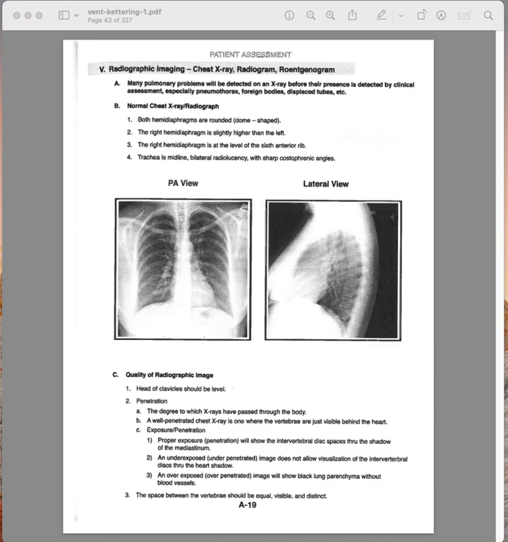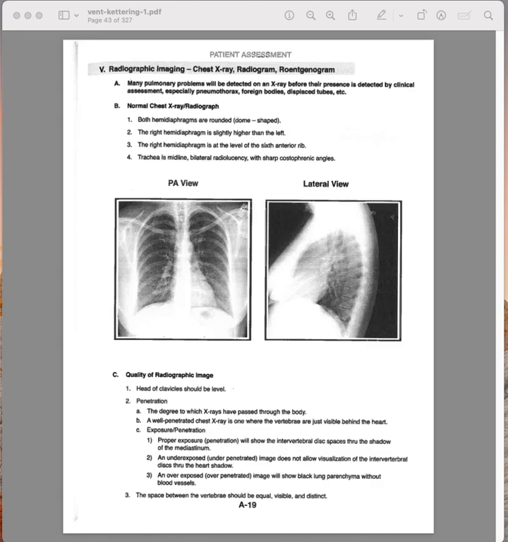B. Normal chest X-ray radiograph. Both hemidiaphragms are rounded, dome-shaped. The right hemidiaphragm is slightly higher than the left. The right hemidiaphragm is at the level of the sixth anterior rib. Trachea is midline, bilateral radiolucency with sharp costophrenic angle. There's a chest X-ray PA view and then a lateral view.